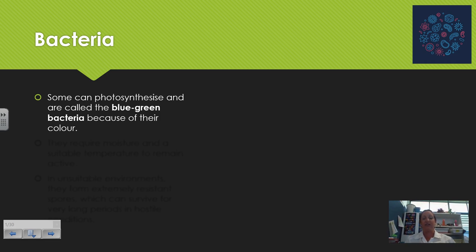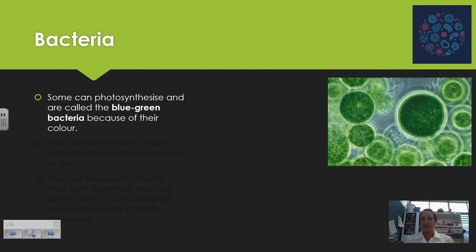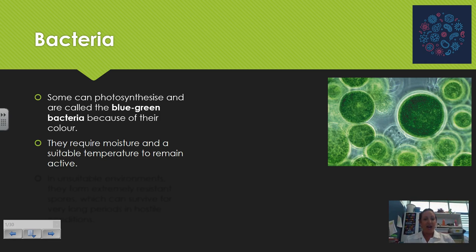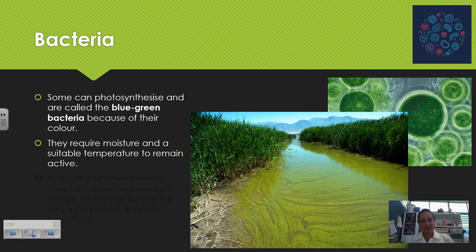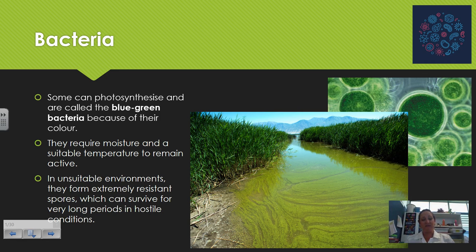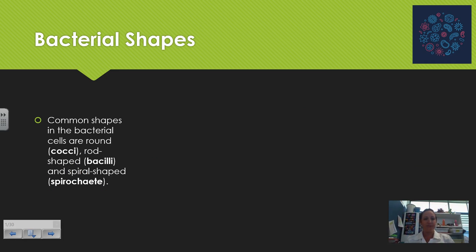Some bacteria can photosynthesize, and they are called the blue-green bacteria because of their colour. Photosynthesize means that they can produce their own foods and energies through the sunlight. They require moisture and a suitable temperature to remain active. In unsuitable environments, they form extremely resistant spores, which can survive for very long periods in hostile conditions. They can become quite a problem in the environment.